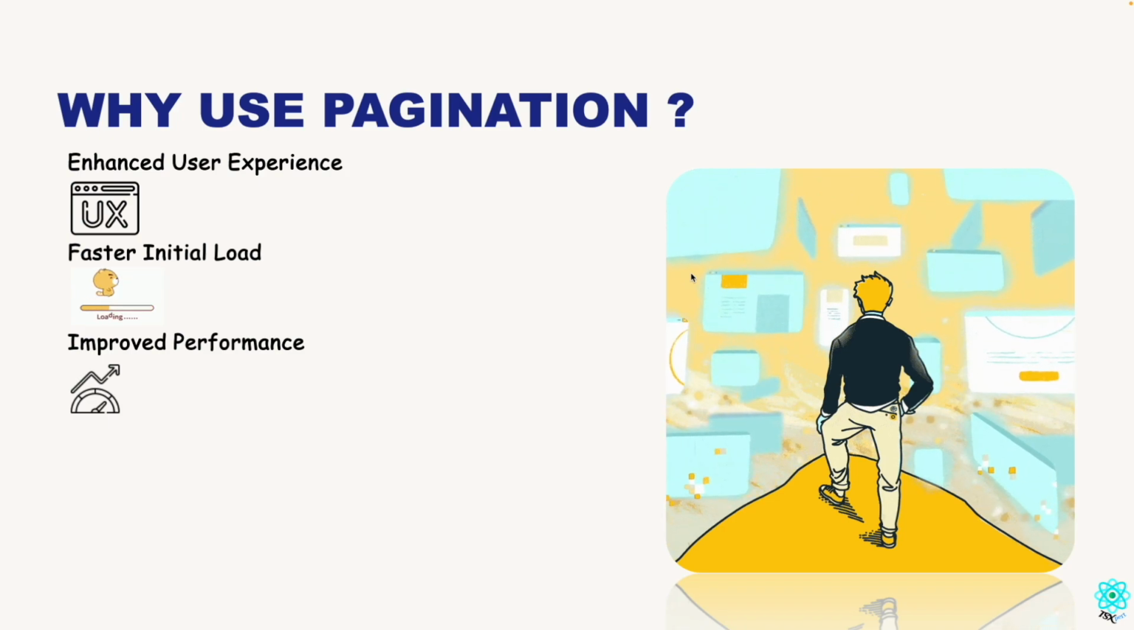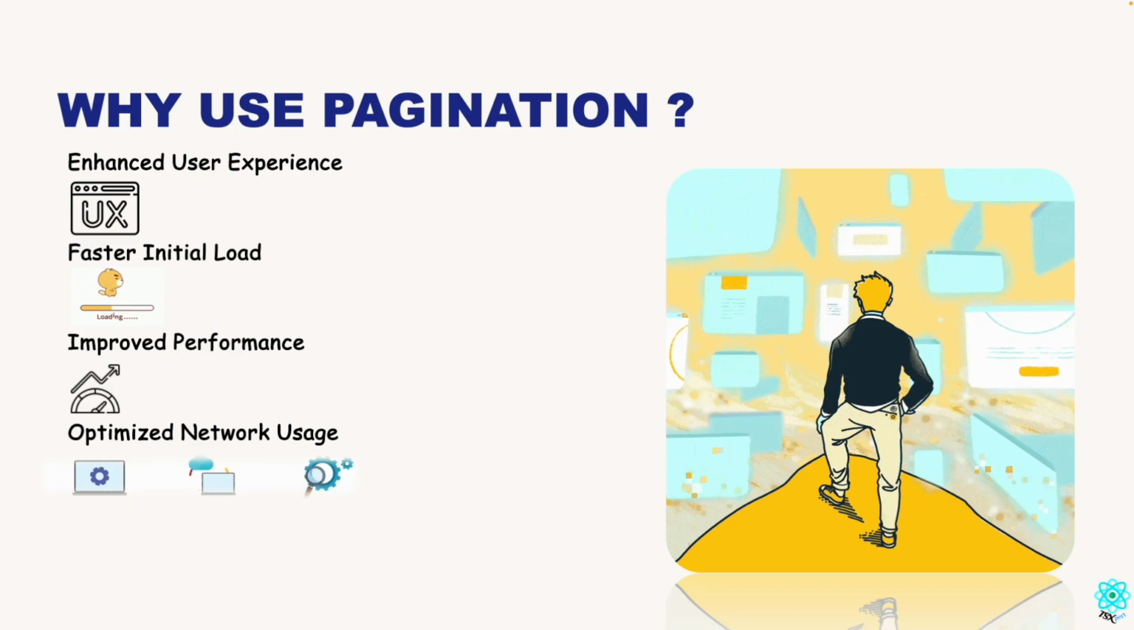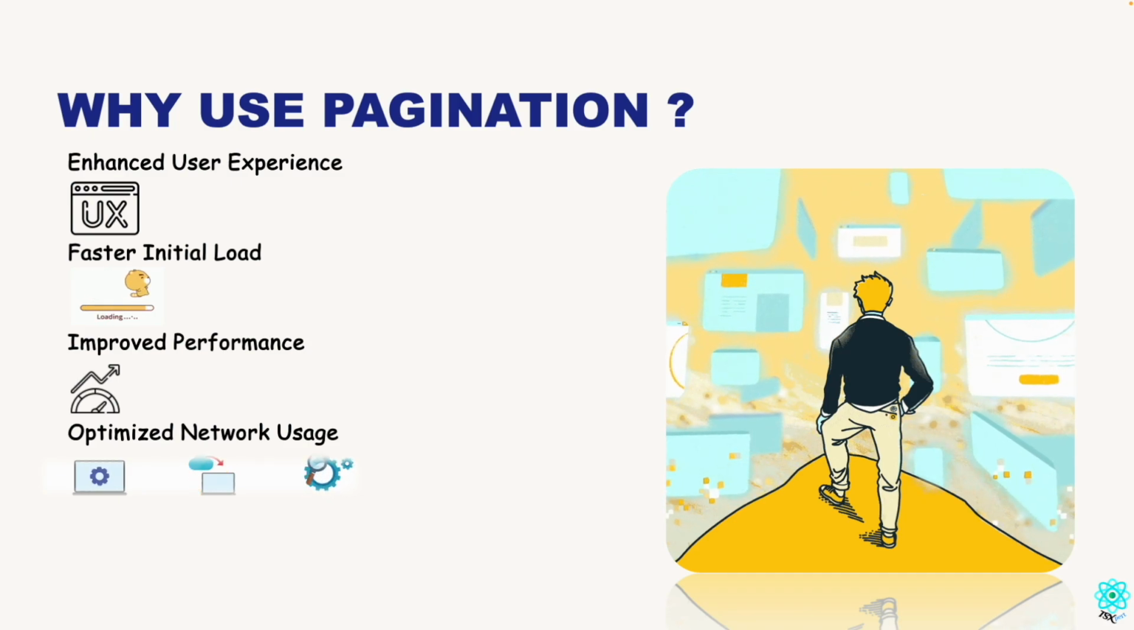It also optimizes network usage, because when we're using pagination, it minimizes the amount of data being transferred over the network. This is essential for users with slower internet, especially those with a really poor internet connection, or maybe those accessing the application on mobile devices. It reduces data usage and speeds up content delivery when we are using pagination.